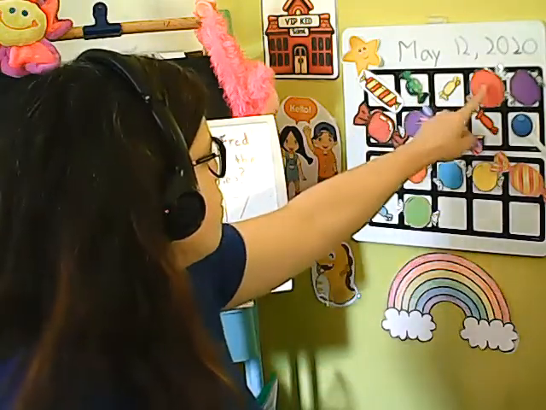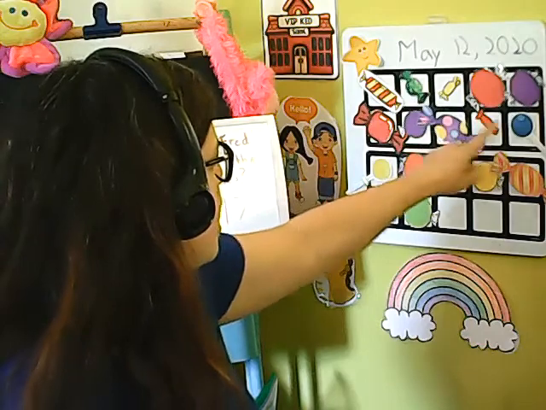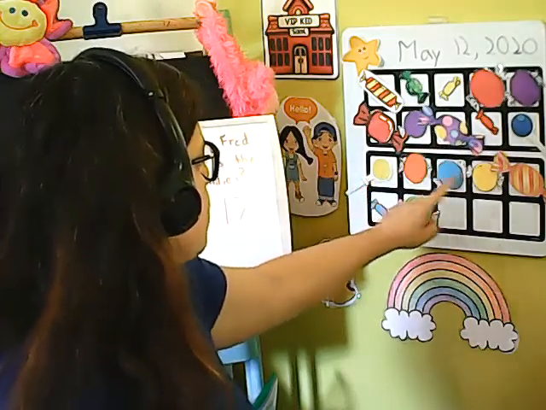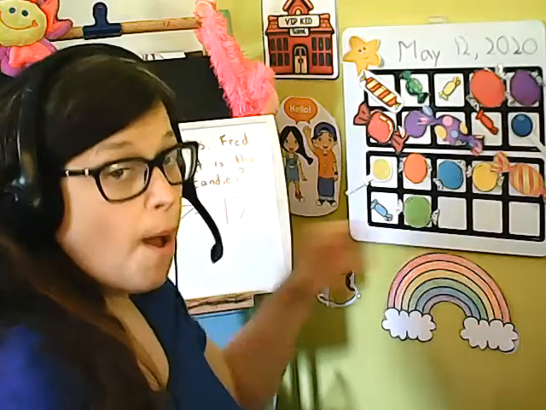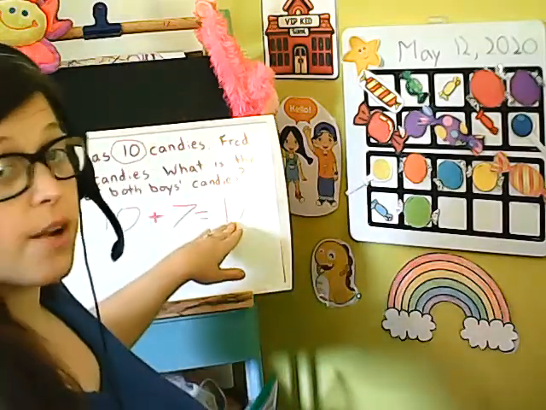1, 2, 3, 4, 5, 6, 7, 8, 9, 10, 11, 12, 13, 14, 15, 16, 17. We got the same number both times. We know this is correct.